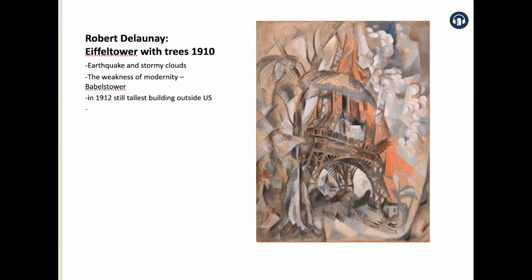And here we have another Robert Delaunay Eiffel Tower, with trees, from 1910, where we see an earthquake and stormy clouds around the Eiffel Tower and the weakness of modernity, like a Tower of Babel. And in 1912, it was still the tallest building outside the US.